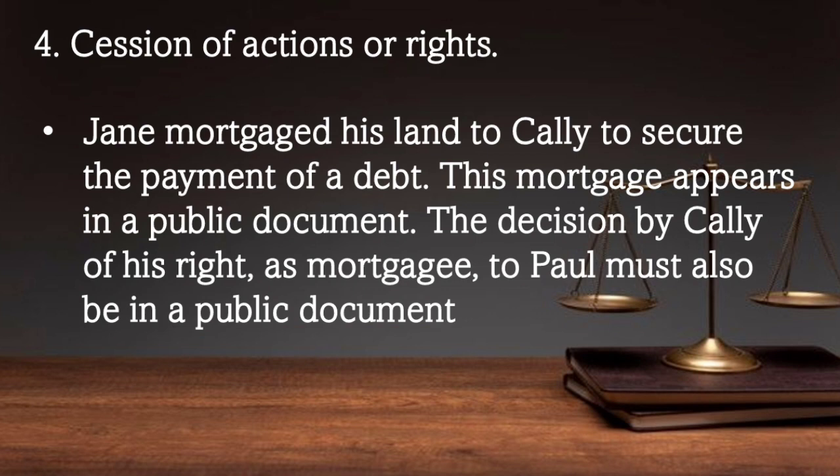Fourth, cession of action or rights. For example, Jane mortgages land to Kali to secure the payment of a debt. This mortgage appears in a public document. So the cession by Kali of this right as a mortgagee to Paul must also be in a public document. Those are the 4 instances covered in the Article 1358.